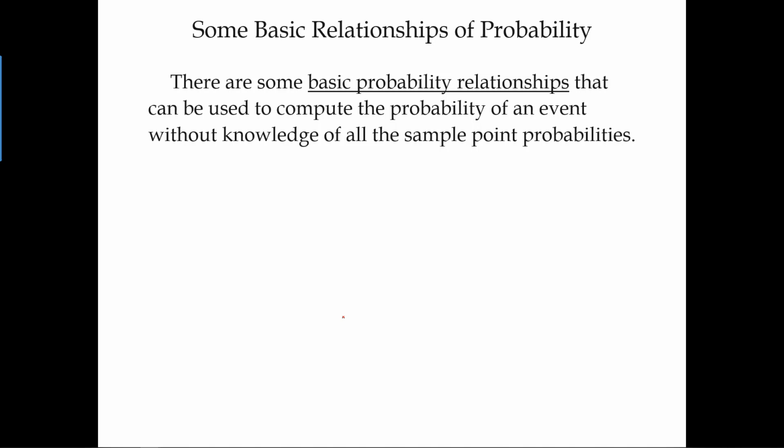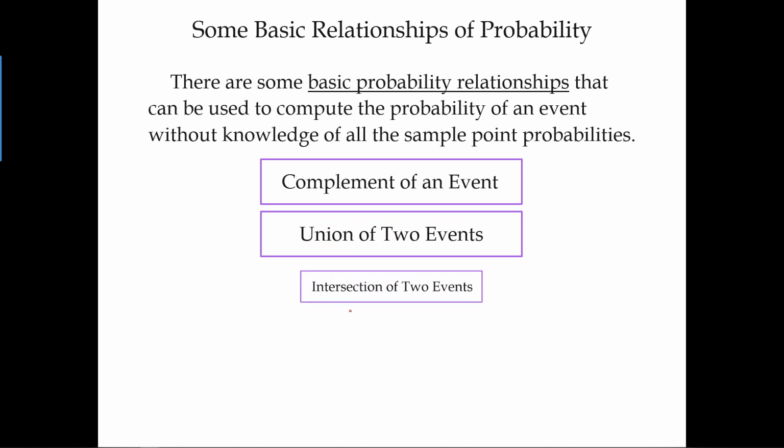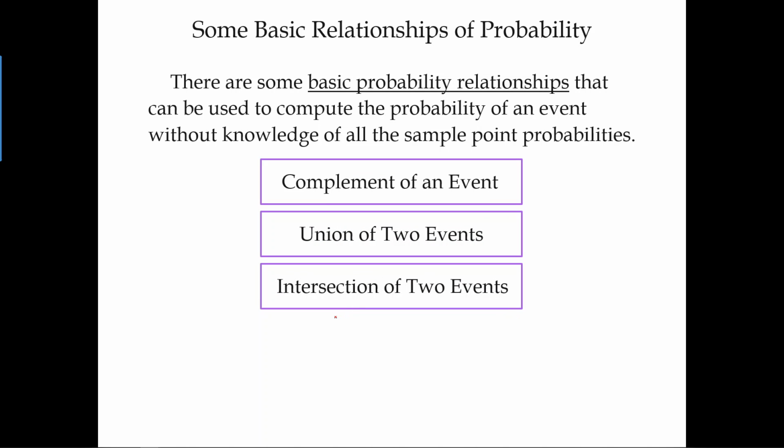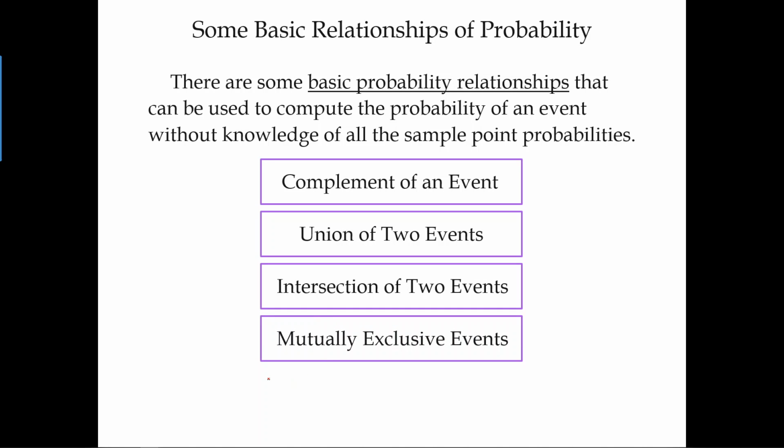The reason is, like I mentioned before, sometimes you don't have to go back to look at each individual experiment outcome to figure out a probability event. We actually can, based on the relationship of the events, get the probability. So that's what we're going to focus on, 4 basic relationships: the complement of an event, the union of 2 events, the intersection of 2 events, and mutually exclusive events. Knowing these 4 relationships will help us get a relative probability very, very quickly.